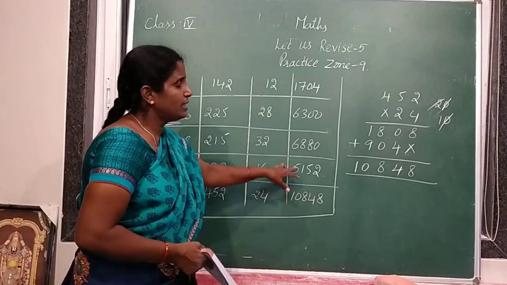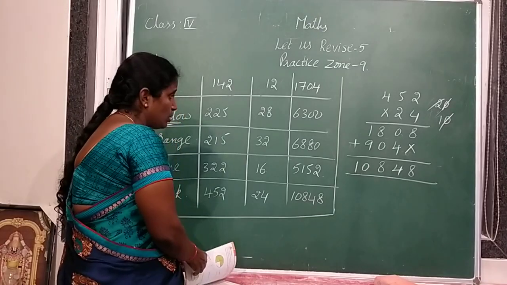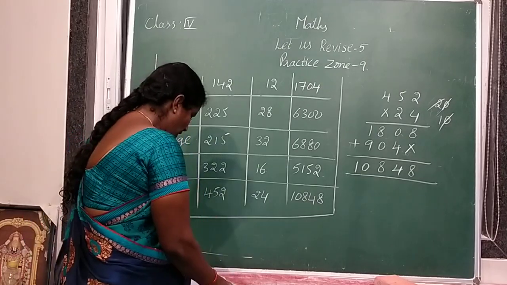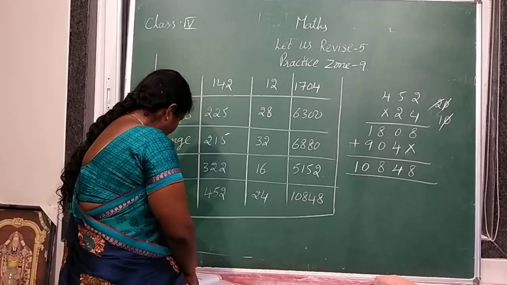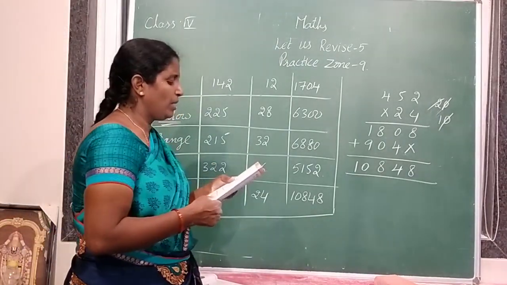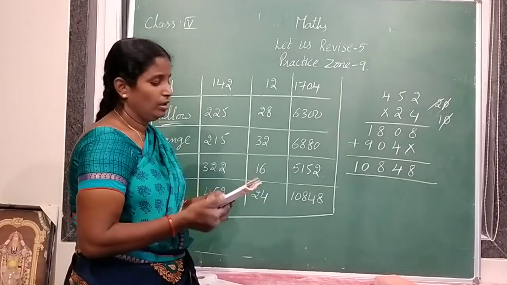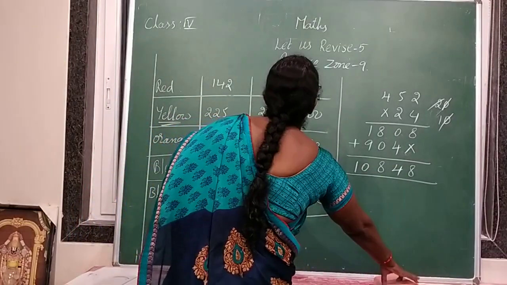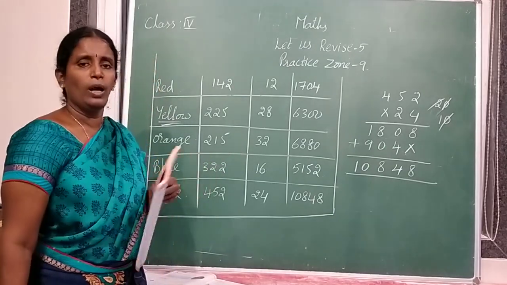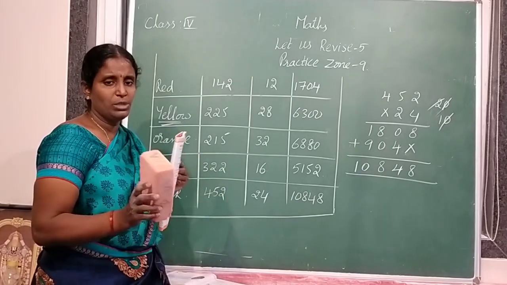So copy these answers in your textbook. And now open your worksheet, page number 12, 14th problem. Listen to the 14th problem. Find the product of all the numbers from 0 to 100. So once again I will read the question. Find the product of all the numbers from 0 to 100.